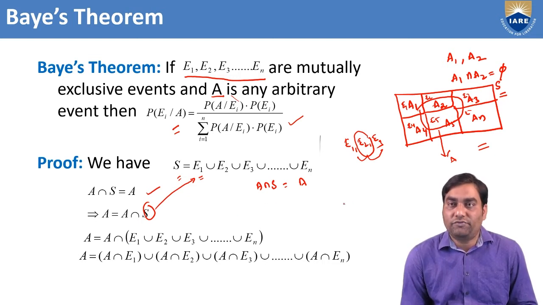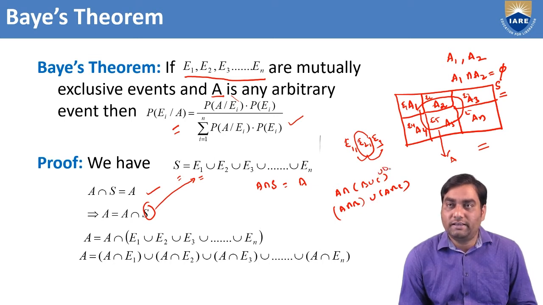Now, A intersection, we have one formula from the intermediate level. A intersection (B union C) equals A intersection B separately, union A intersection C. Suppose if you have 3, B union C union D, in that case union A intersection D. Like that we can expand: A intersection E1 union A intersection E2 union A intersection E3 and so on, A intersection En. Got my point? So A equals A intersection E1 union A intersection E2 union A intersection E3 and so on, A intersection En.